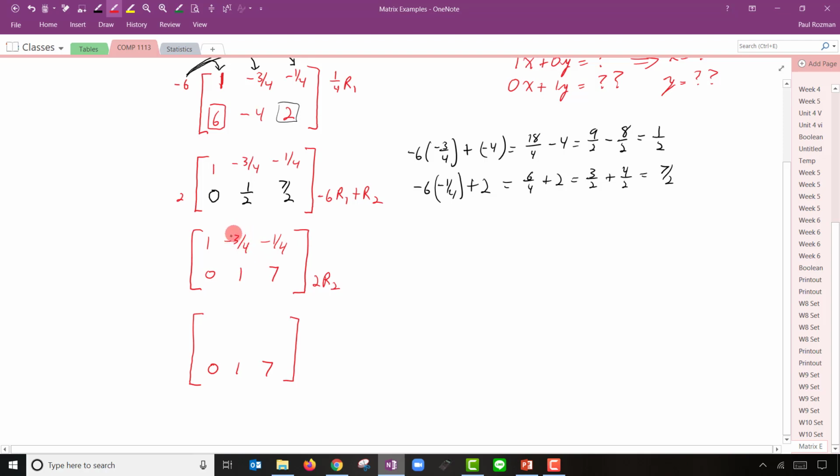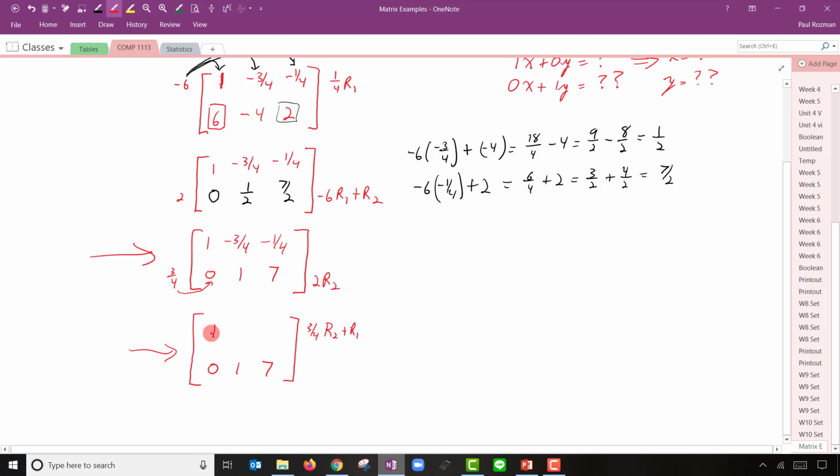To clear out this -3/4, I'm going to multiply the second row times +3/4 and then add it to row 1. So 3/4 times row 2 plus row 1. Our answer will be here. So I'm looking at the matrix above, and I'm putting my answer in the matrix below. And let's see how it goes. 3/4, I'm going to multiply by 0 and get 0. And 0 plus 1 is 1.